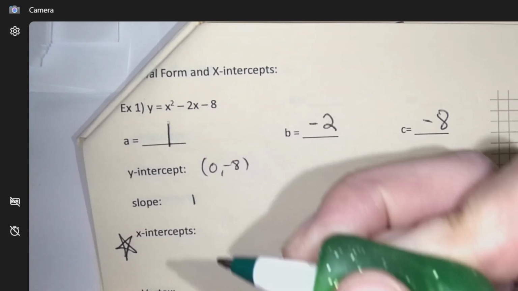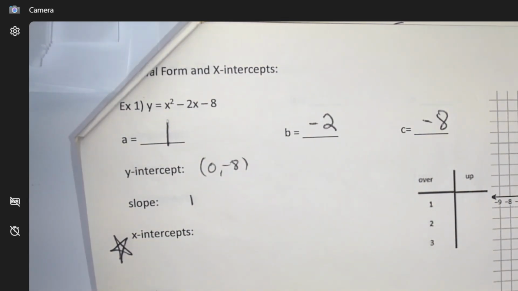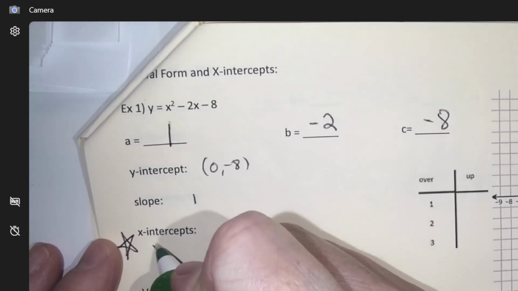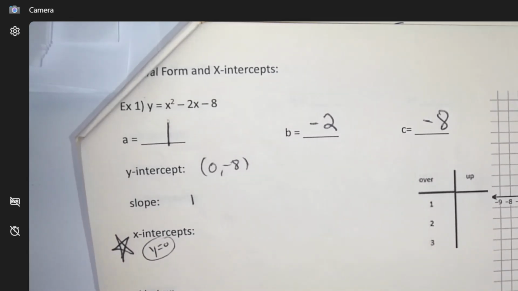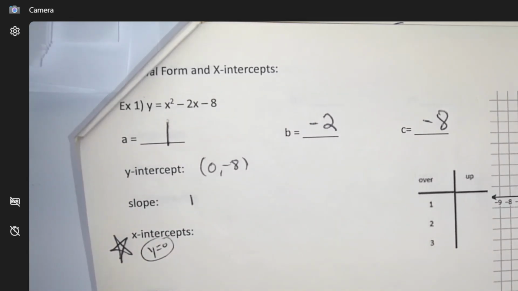Okay, so here's the new part. X-intercepts. So remember what the deal with x-intercepts is? You have to make y 0.